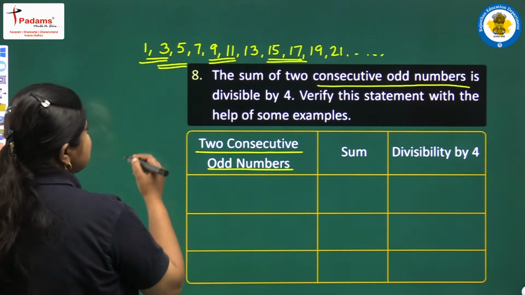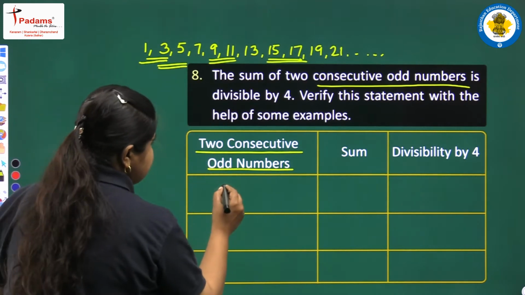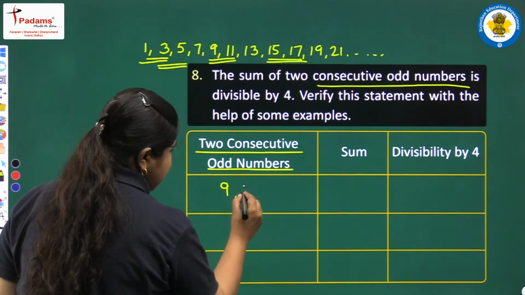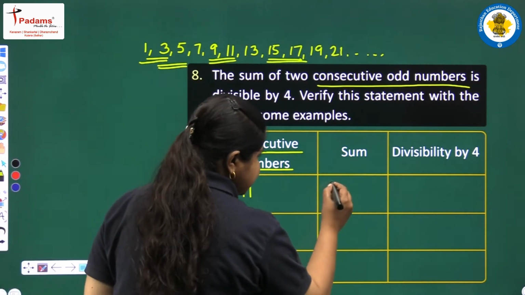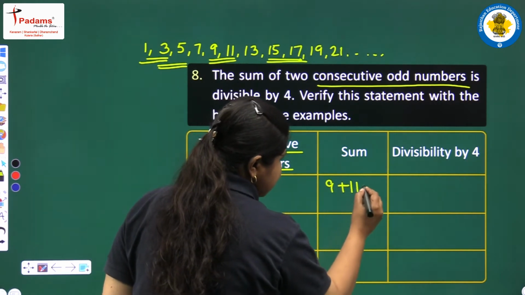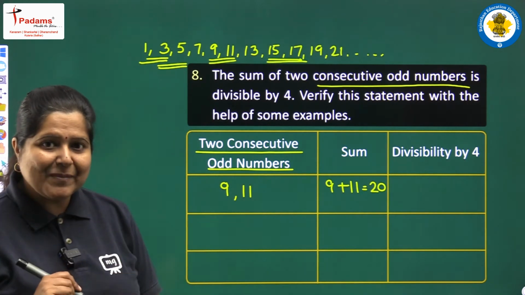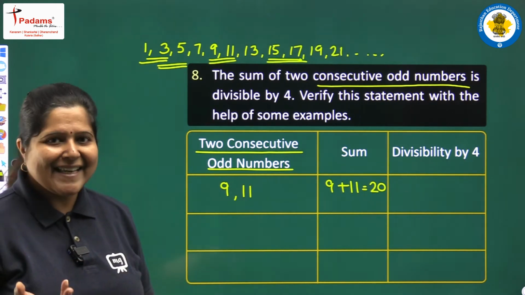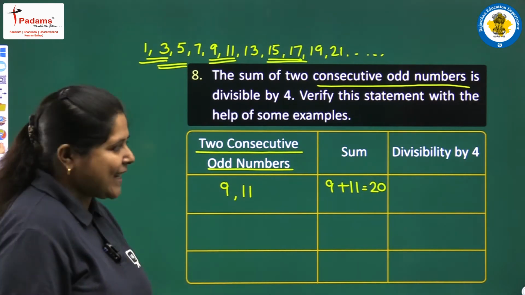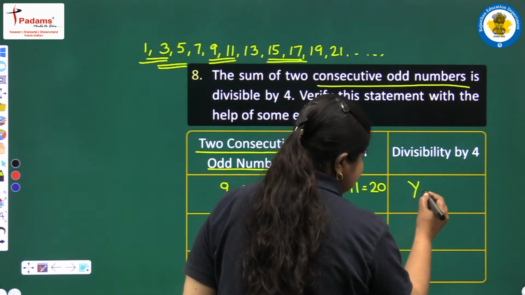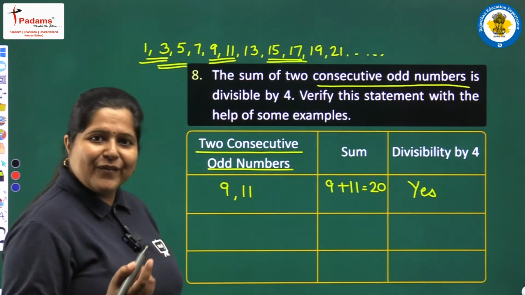तो लेते हैं कोई भी दो नंबर्स, 9 और 11 ही ले लेते हैं. 9 and 11. What is their sum? 9 plus 11, it is 20. Now is this 20 divisible by 4? Yes, it is. 20 comes in the table of 4 and so yes, it is divisible by 4.